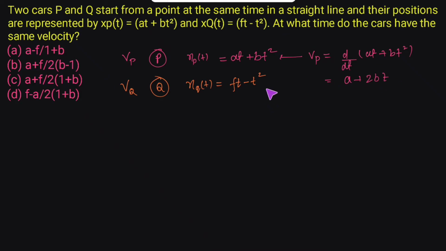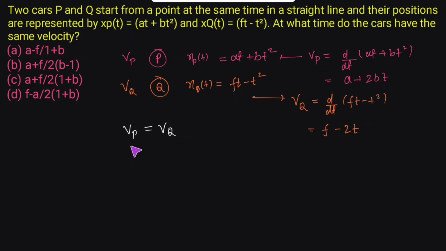Similarly, if we apply the same differentiation in this equation, this will give us the velocity of car Q. This will be equal to the differentiation of the position equation, that is ft minus t square. And if we differentiate this, we will get f minus 2t. In the question, we are asked to find the time when Vp is equal to Vq.